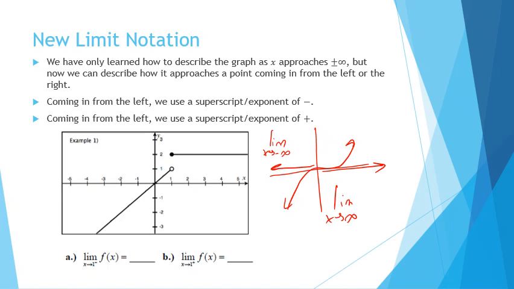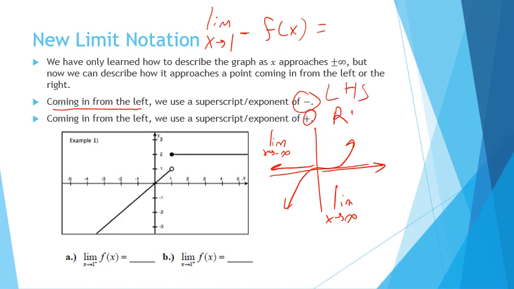We see a piecewise function, and we want to know the limit as x approaches a specific number, 1. But now we see kind of like an exponent, like a subscript, but it's called a superscript, where we want to find the limit as x approaches 1, and then a minus of this function f of x here. And what does that minus mean? When you see the minus, that means coming in from the left, or the left-hand side. When you see a plus, that means coming in from the right, or the right-hand side.